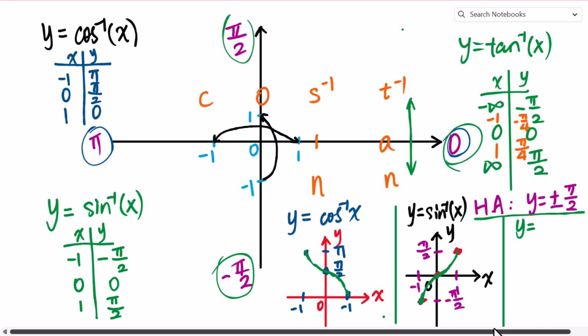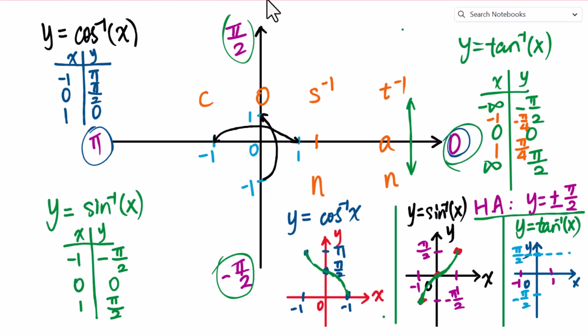For y equals inverse tangent of x, first of all, we need to draw this horizontal asymptote line. Then plot the points. We got these 3 points. Then we sketch the graph.